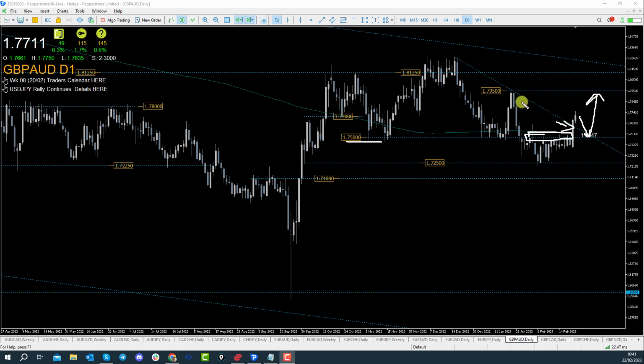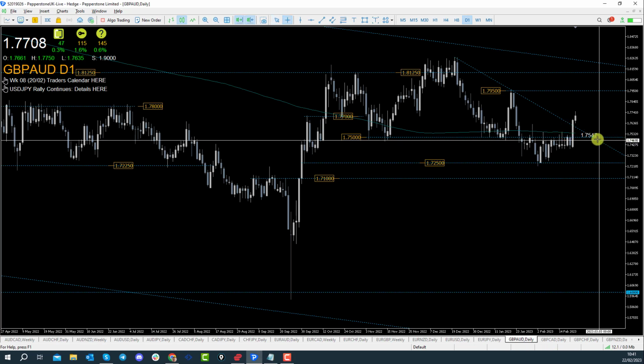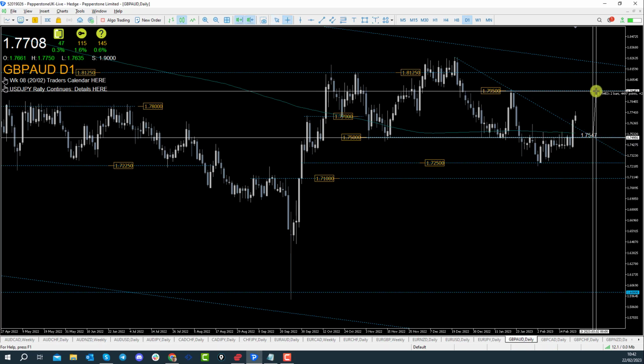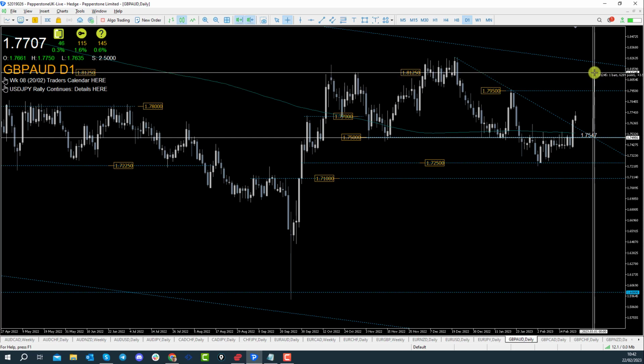And the first target would be the 1.7950. Second target would be that 1.8125 handle. Now that would give us a really nice sort of reward to risk ratio, targeting sort of 450 pips on the first move, 630 pips on the next move.